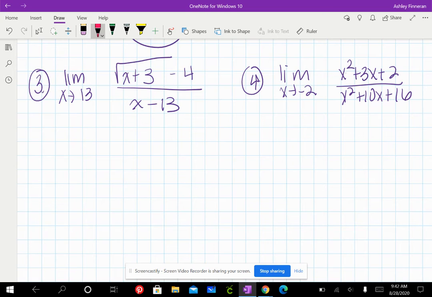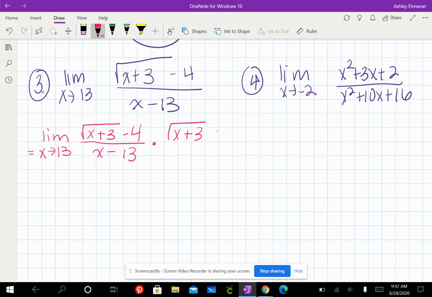So the first thing I notice in number 3: if I plug in 13, 13 plus 3 is 16. The square root of 16 is 4, minus 4 is 0, and 13 minus 13 is 0. So I'm going to use one of my 4 techniques, which at this point you only know 2 of them. And I recognize that this is one where I'm going to want to multiply by the conjugate. So I'm going to take this function and multiply by the same radical, the opposite sign, same number, and I have to do the same to the top and the bottom.